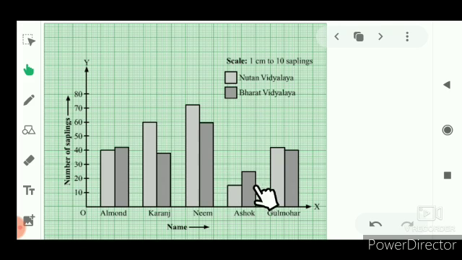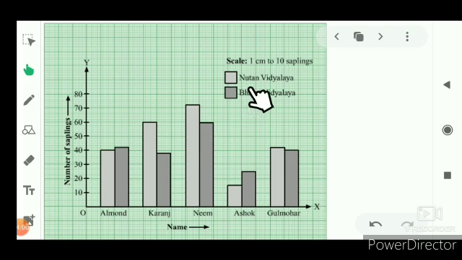Now we have to make the scale. The scale is: on 1 centimeter there are 10 saplings. Also we have to mention which color or which design is for which school.